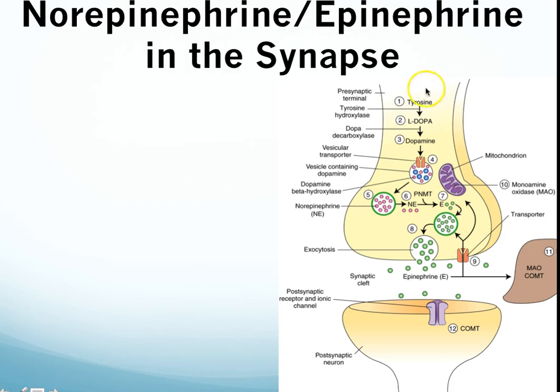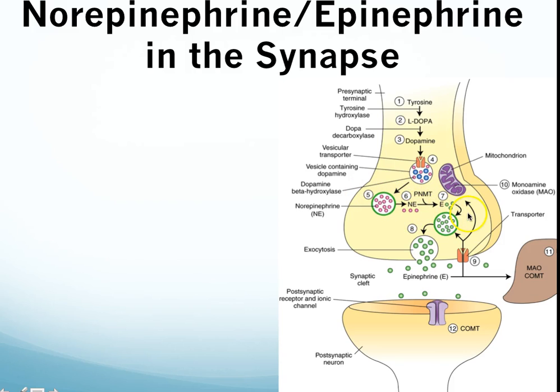And the last one that I want to go through is norepinephrine, or epinephrine, in the synapse. So here you can see this diagram basically is showing us all the way from the beginning. Remember, tyrosine is a precursor for all of the amines. So we're going to go L-DOPA, and this time they actually included the L on this one, to dopamine. Now we can have dopamine, we can have the conversion of dopamine to norepinephrine, and then we can actually have the conversion of norepinephrine to epinephrine.